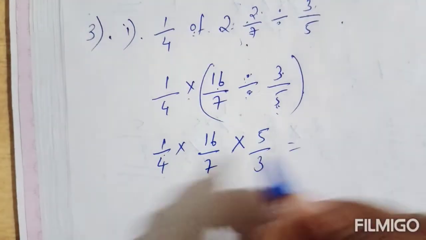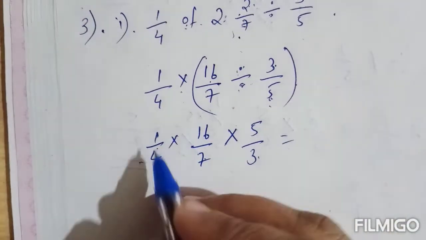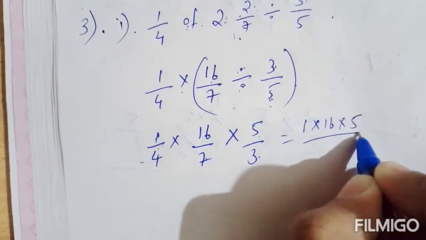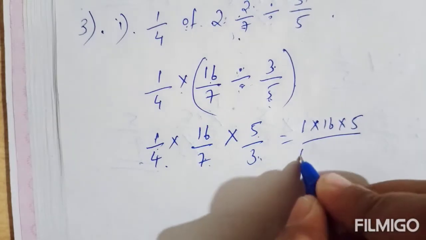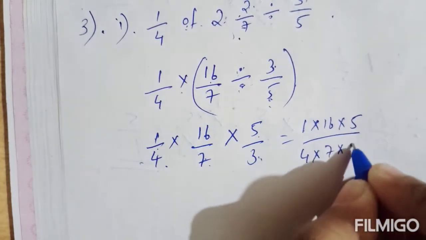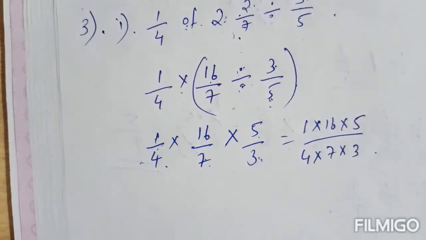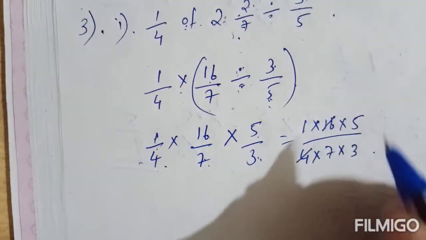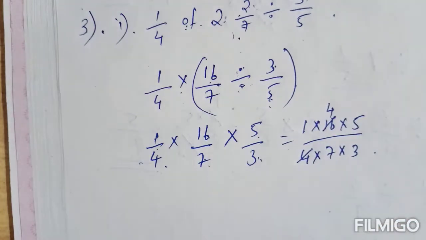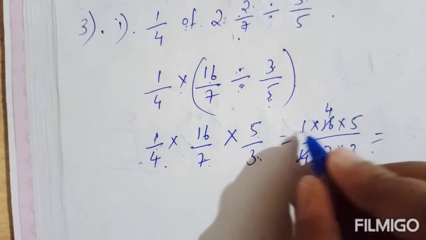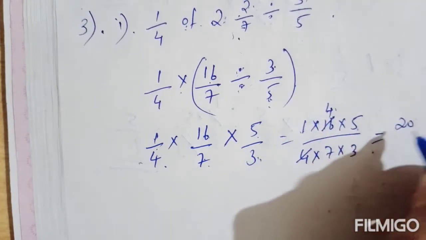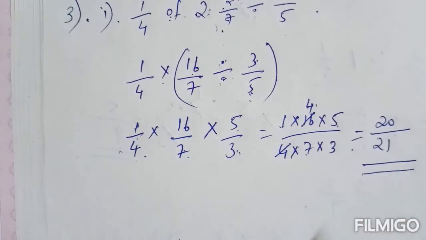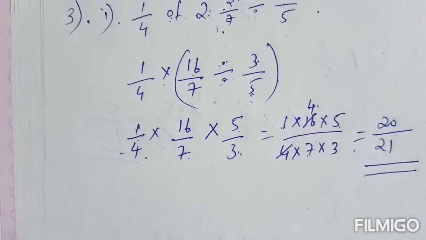Okay. Now finding the product of these three fractions. Product of numerators 1 into 16 into 5 by product of denominators 4 into 7 into 3. Now this 16 and 4 will go in 4, 4 you will get here. So 1 into 4 into 5 is 20 by 7 into 3, 21. 20/21 will be the answer.